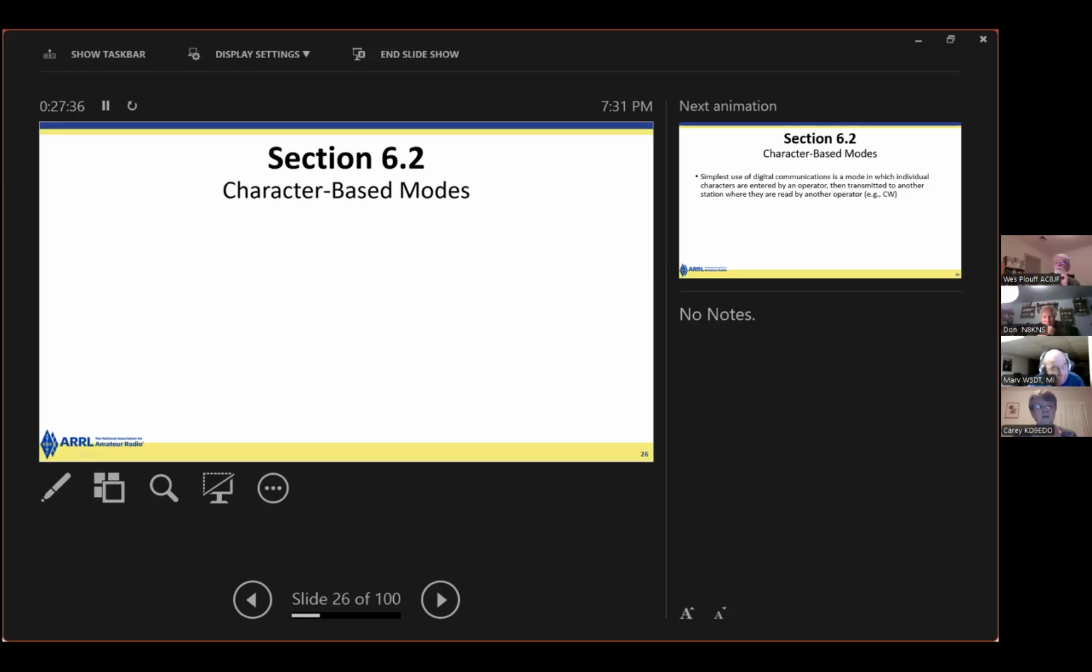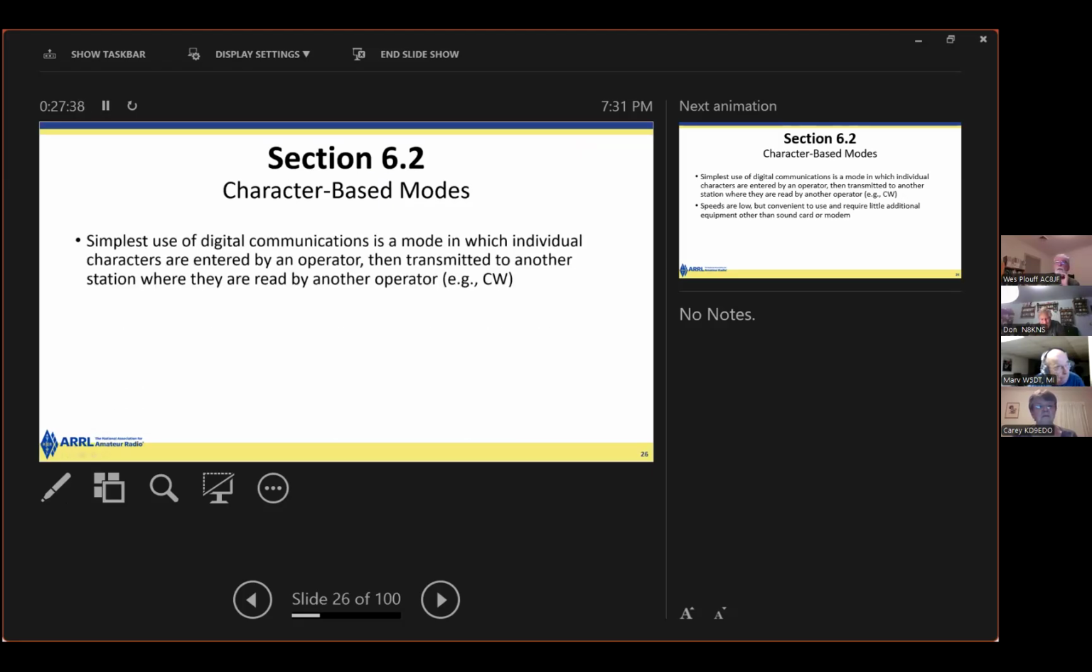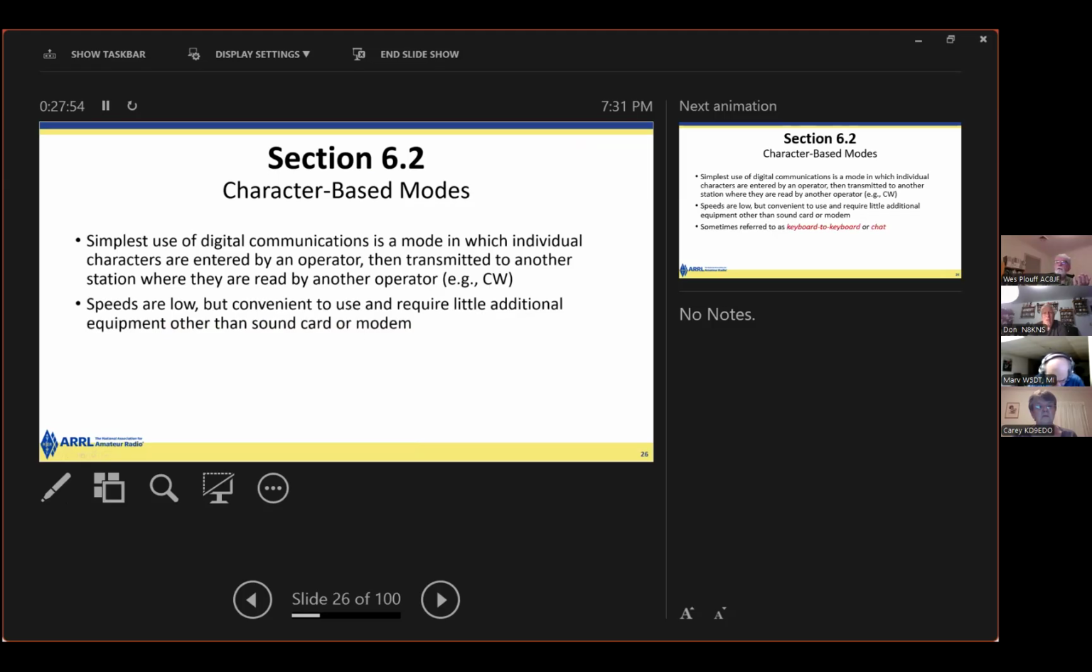Okay, let's talk about some character-based modes here. They're a way of transmitting characters or text, in other words, to another station where they can be read by another operator. Now, CW, you read by ear. These other ways you basically use your computer to encode and decode the signals. So the speeds are low, but it's convenient to use. You don't really need much extra equipment.